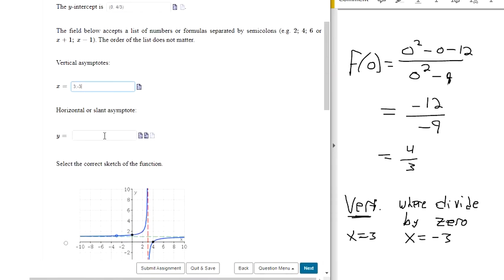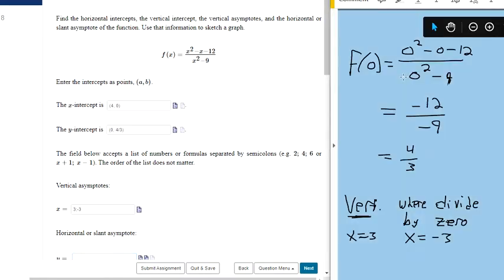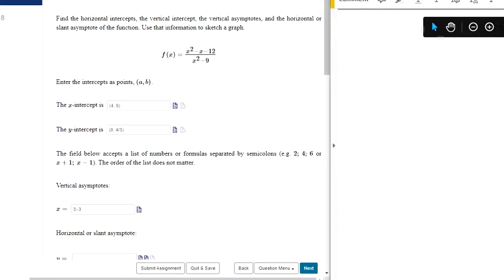And then horizontal or slant asymptotes. Slant asymptotes happen when the power in the top is 1 higher than the power in the bottom. So look, the highest power in the top is squared. The highest power in the bottom is squared. So there are no slant asymptotes. We can have horizontal asymptotes.